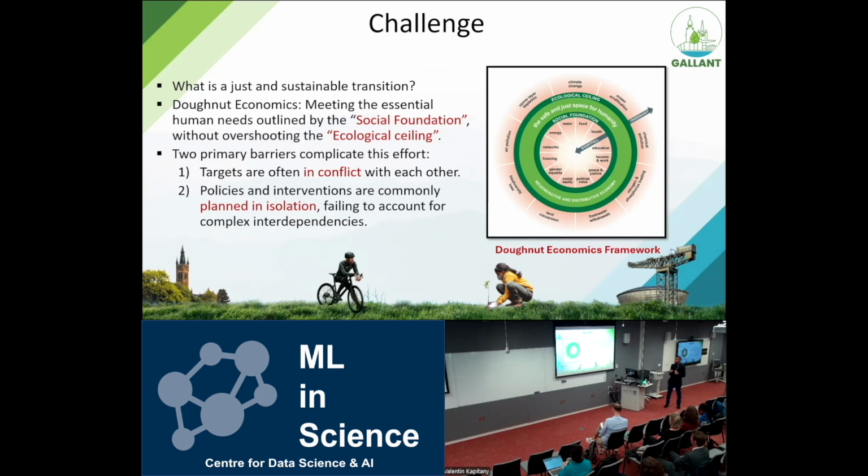But the challenge is twofold. First, social and environmental targets are often in conflict with each other. And second, policies and interventions are commonly planned in isolation, failing to account for complex interdependencies and negative unintended consequences.